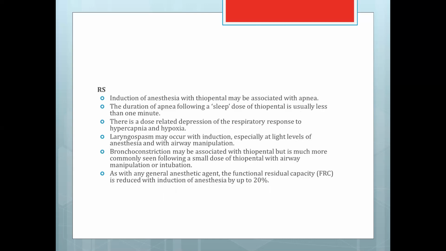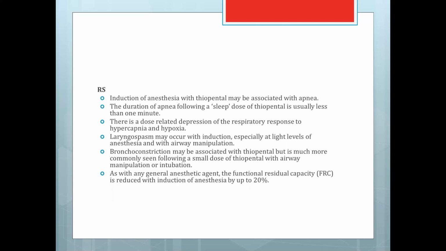Respiratory system. Induction of anesthesia with Thiopentone may be associated with apnea. The duration of apnea following a sleep dose of Thiopentone is usually less than 1 minute. There is a dose-related depression of the respiratory response to hypercapnia and hypoxia. Laryngospasm may occur with induction, especially at light levels of anesthesia and with airway manipulation. So you need to calculate the dosage properly, because if there are light levels of anesthesia, you predispose the patient to developing laryngospasm.